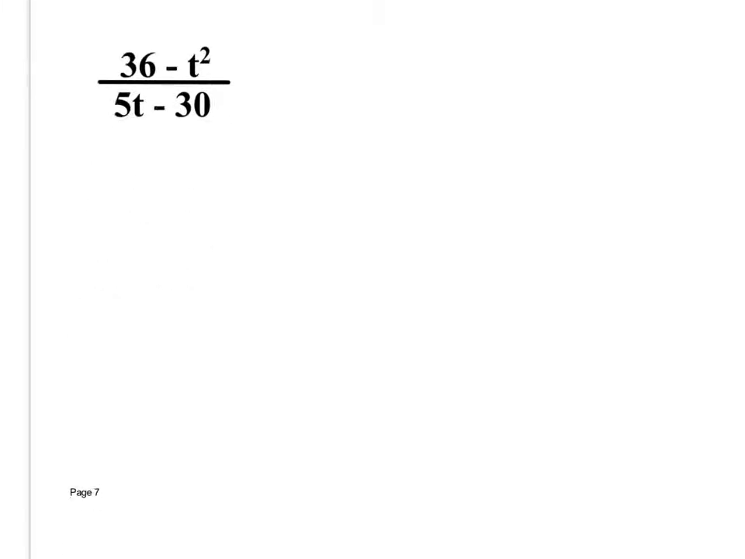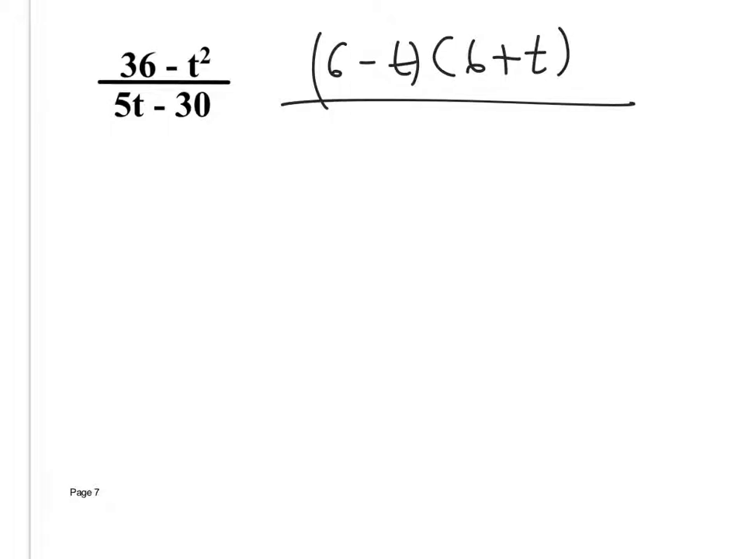Write this. 36 minus t squared. This is a difference of squares. So it's the square root of the first thing minus the square root of the second thing times the square root of the first thing plus the square root of the second thing. Alright, we've been doing that one. You guys know it. 5t minus 30. I'm going to just factor 5 out, and I get t minus 6.